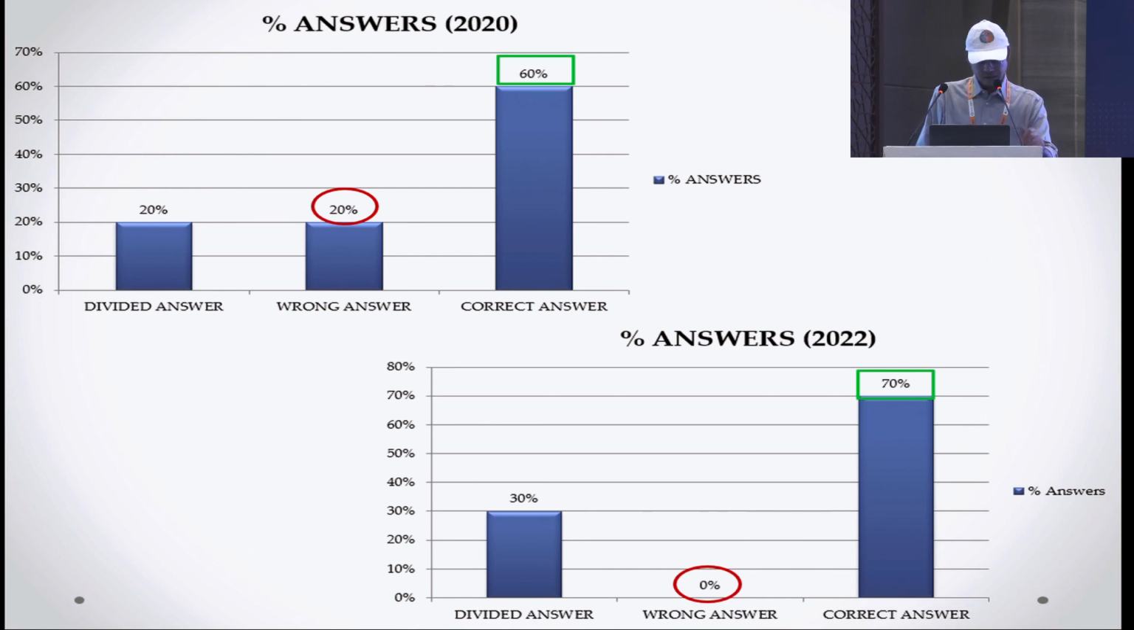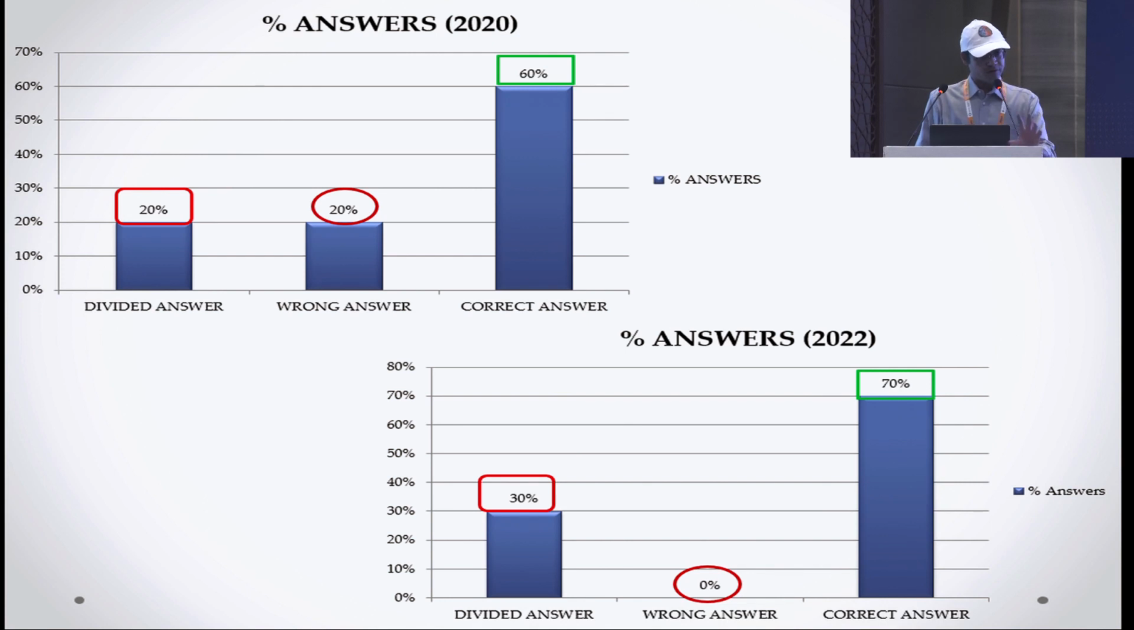But there was still something: wrong answers were 20% in the year 2020, which we tried to improve in 2022 after educating more. So the wrong answers came down to 0%. But still there are around 20 to 30% of the population who cannot decide whether this is a referable case or not. And now we think that VTDR is the thing which is creating some confusion.